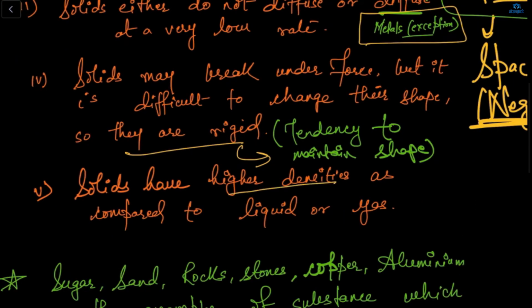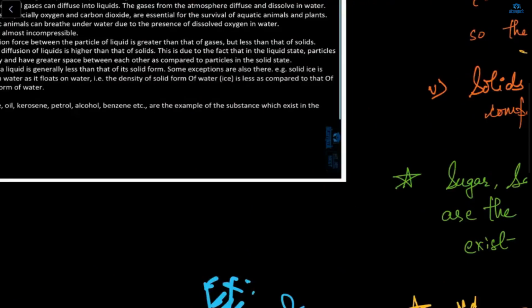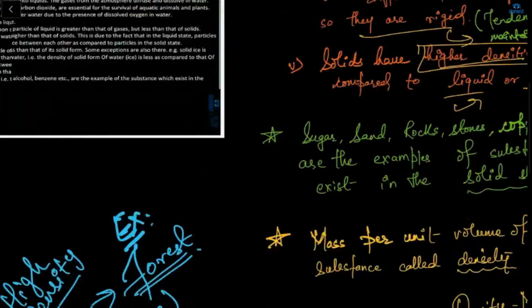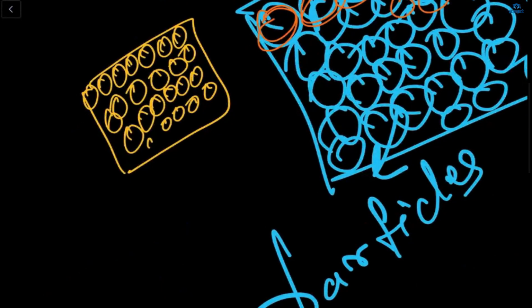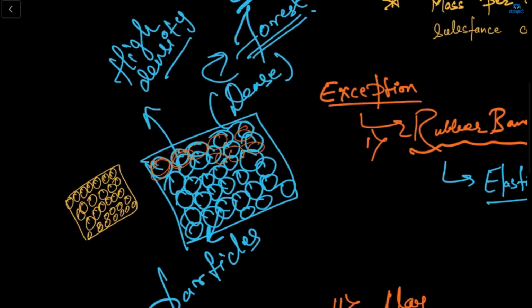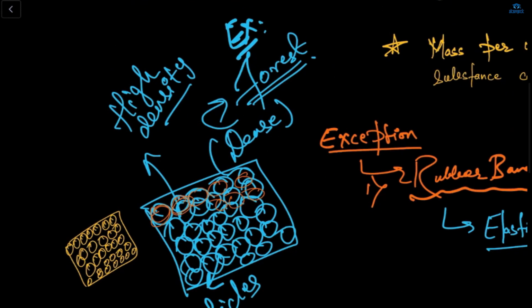Solids have higher densities as compared to liquids and gases. Now, what is the meaning of higher densities as compared to liquid or gas? Let me give you an example. Let's say this is a solid. Solids have lots of particles in them, with a very strong force of attraction, so the particles can't move and can only vibrate in their fixed positions. It also looks like a forest. If you see a dense forest, it is covered with lots and lots of trees that can't move, meaning it has a very high density. Like the Amazon forest, it has a very high density.